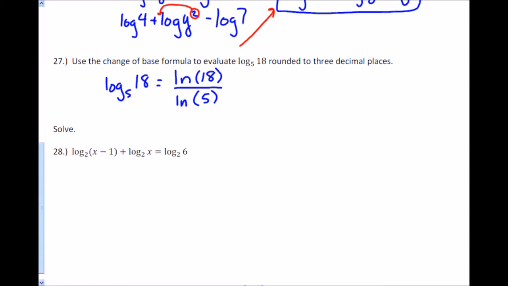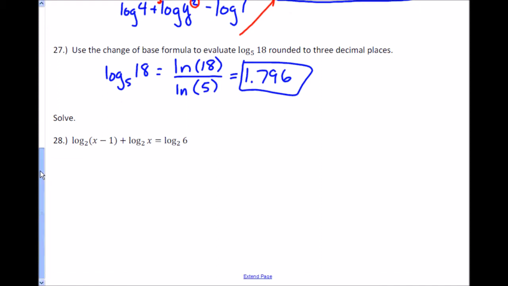And when you do this, make sure you put parentheses around each of those numbers. If you don't have that, it's not going to plug into your calculator right. And then when I plug this in, it gives me a 1.796. And that's it. Okay, so change the base formula. And again, you could use natural log or common log. Those are the two good options because they're on our calculator.